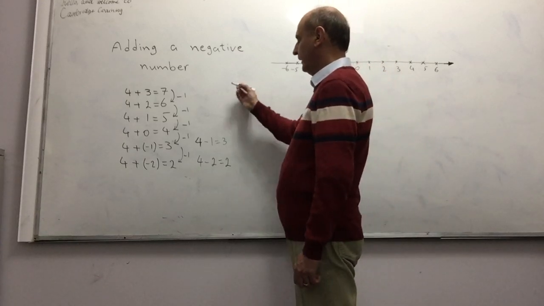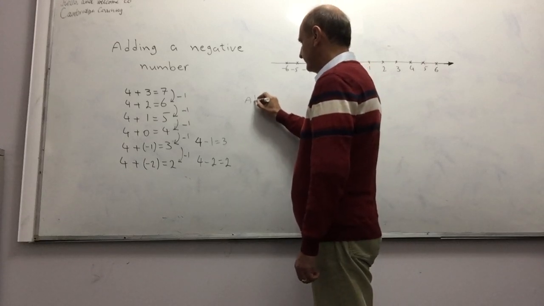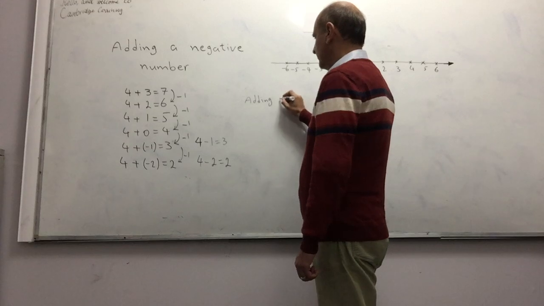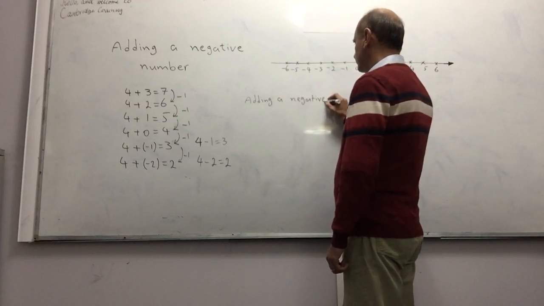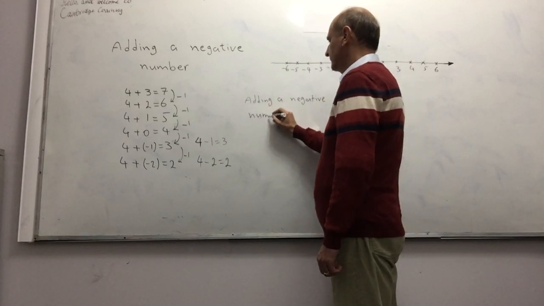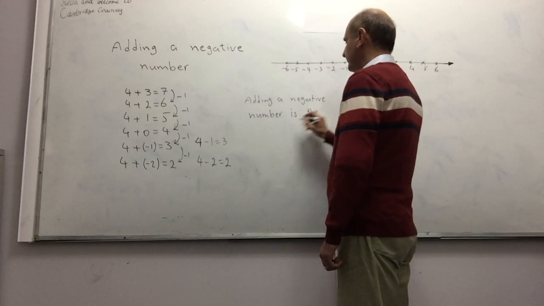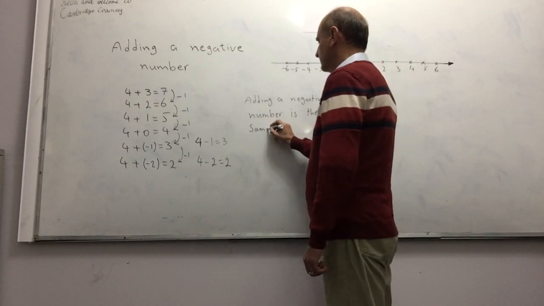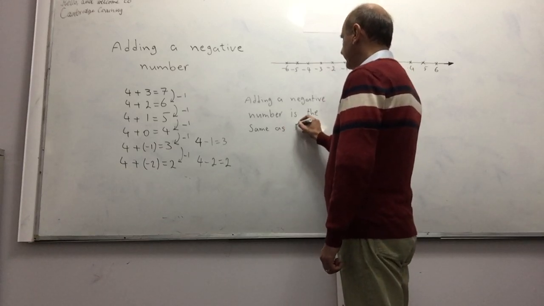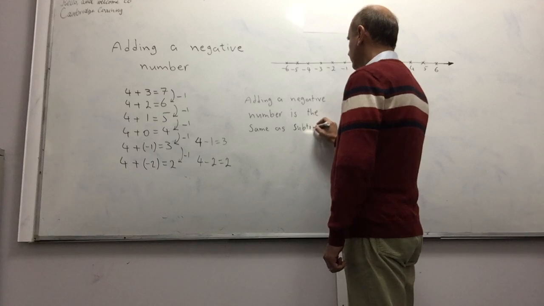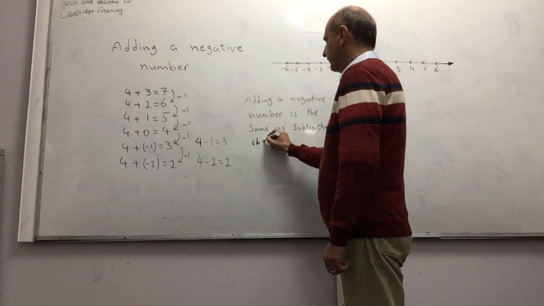I'll just write this down and explain a bit further. So, adding a negative number is the same as subtracting the opposite of that number.